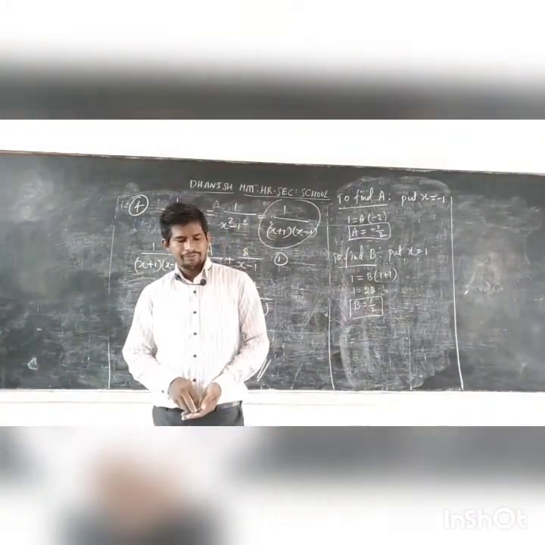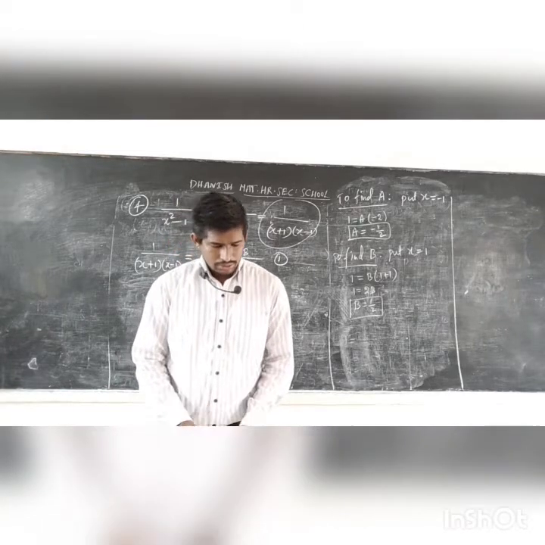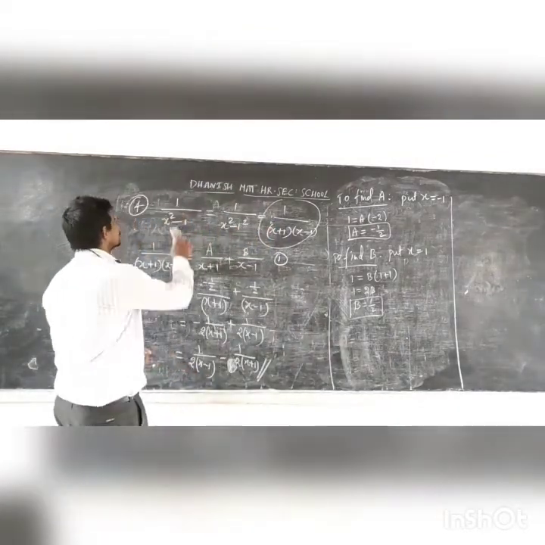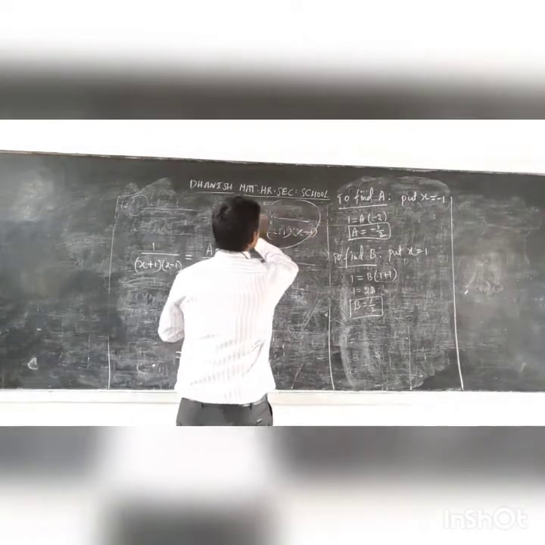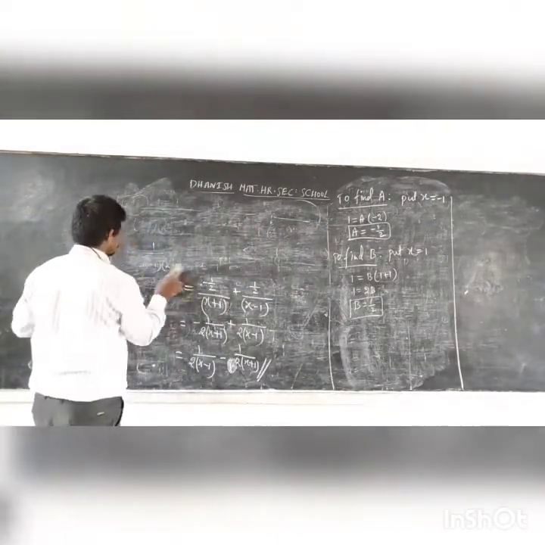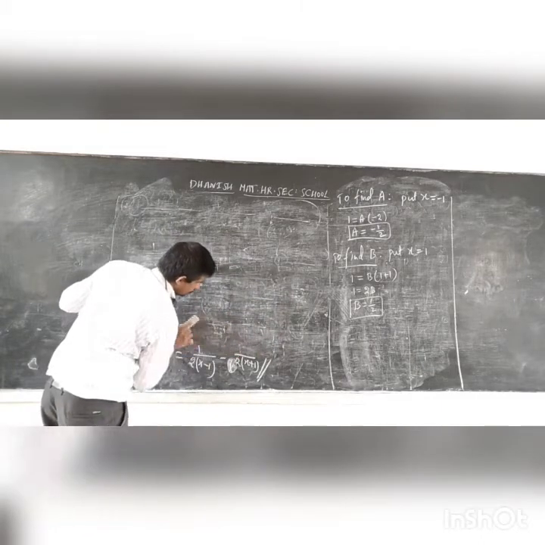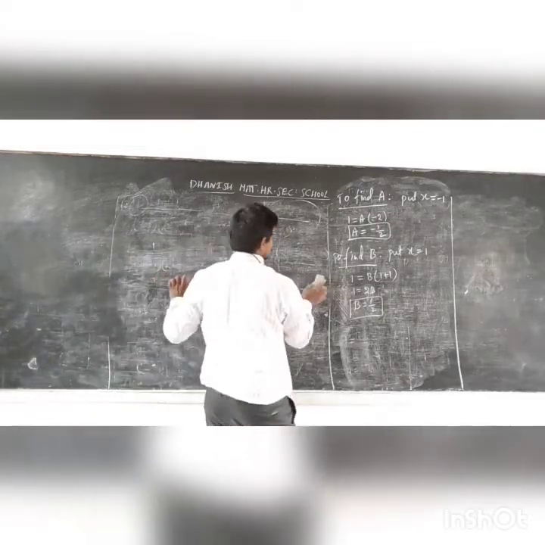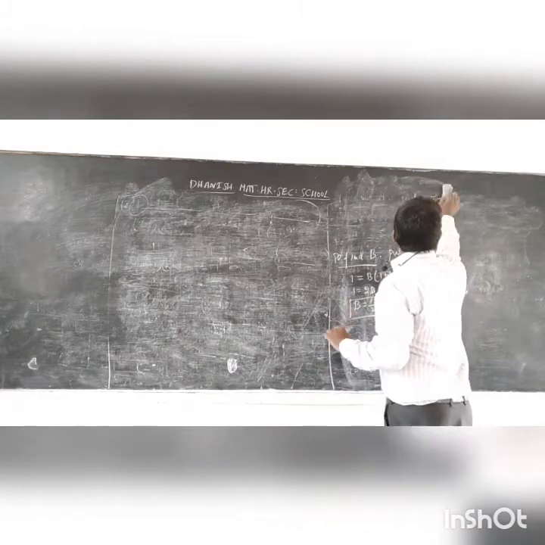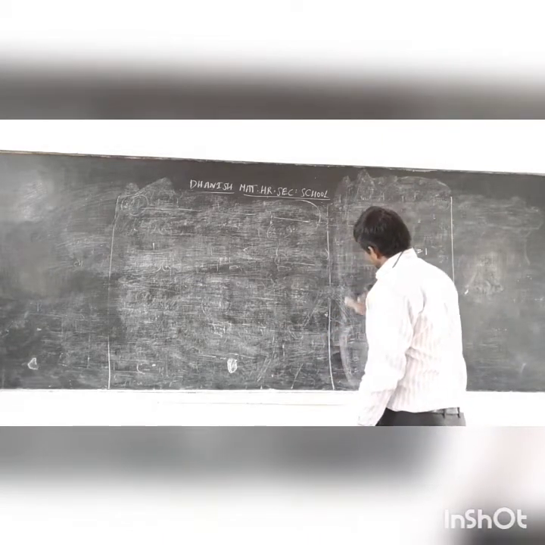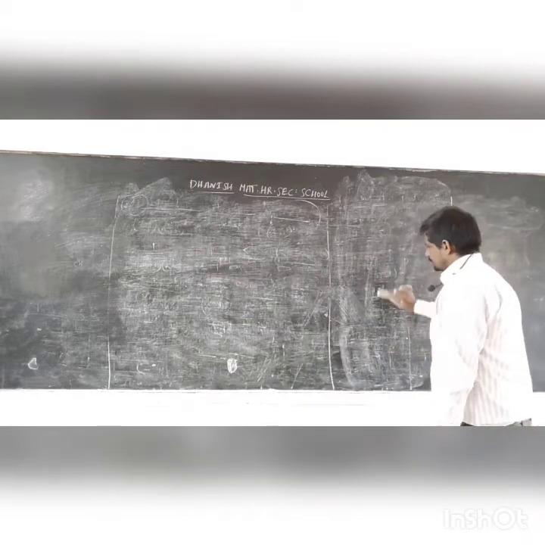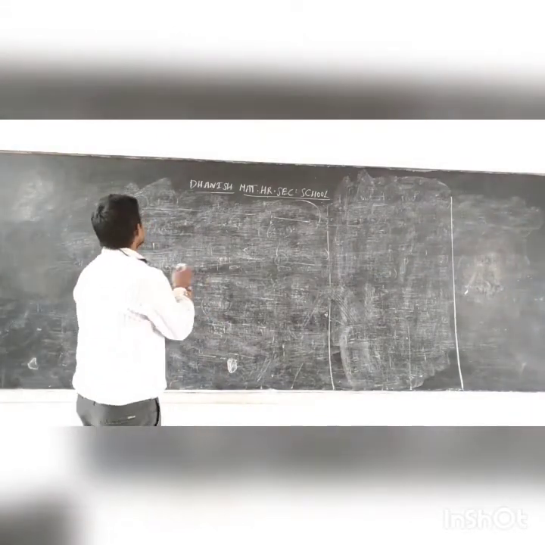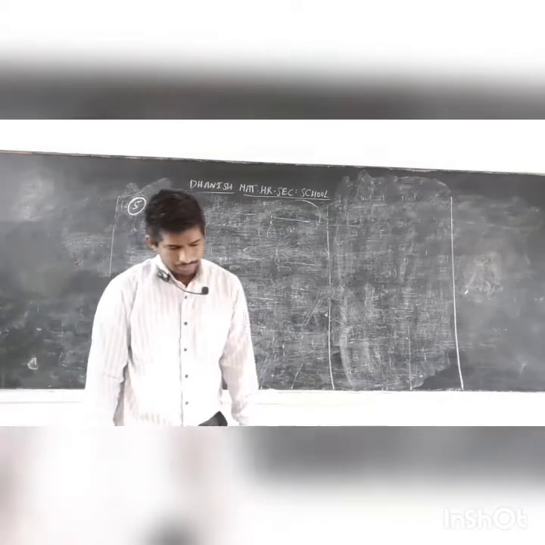Then look at the fifth one. This sum is based on type 2 sum. Okay. We are going to do that one.